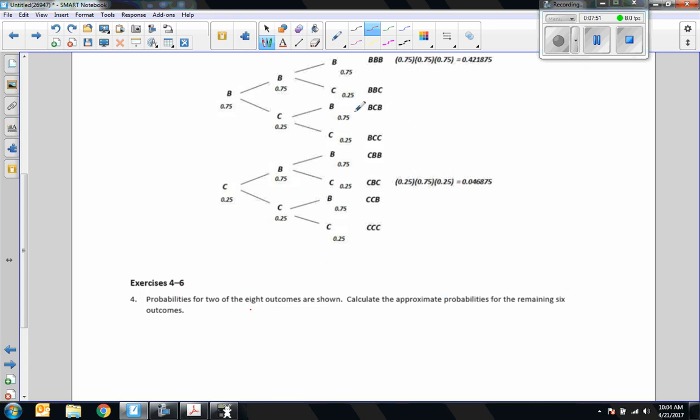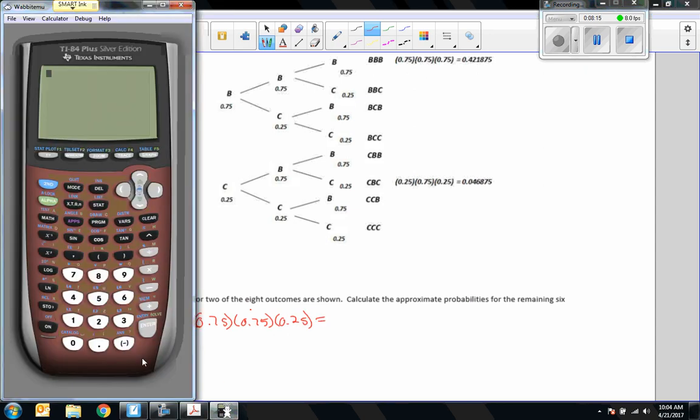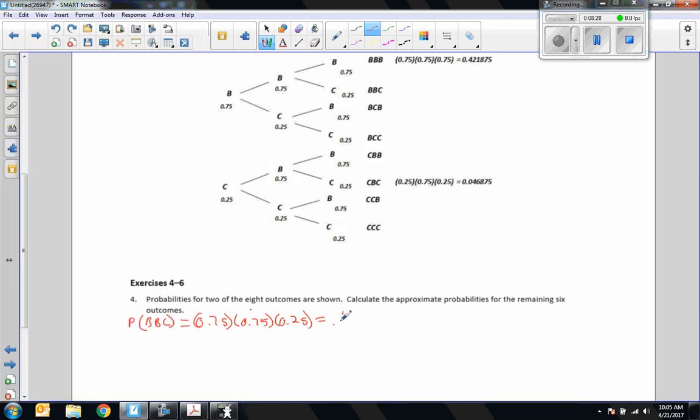So if I want to know what BBC equals, I'm going to write the probability of BBC equals, okay, remember B is 0.75, 0.75 times 0.75 times the probability of C, 0.25, and that equals 0.75 times 0.75 times 0.25, enter, equals 0.140625. Okay, a little bit more than 14%.